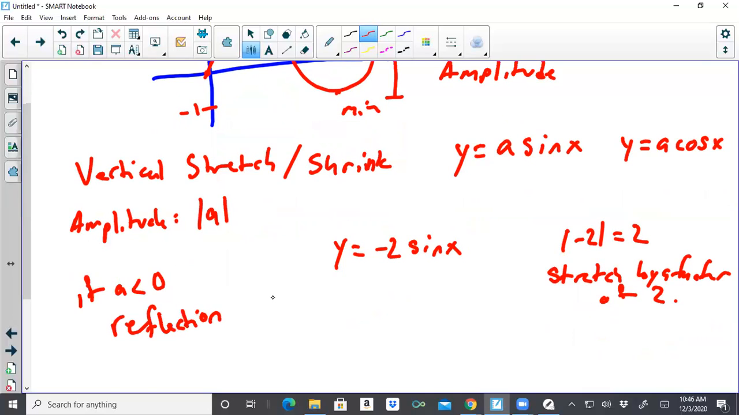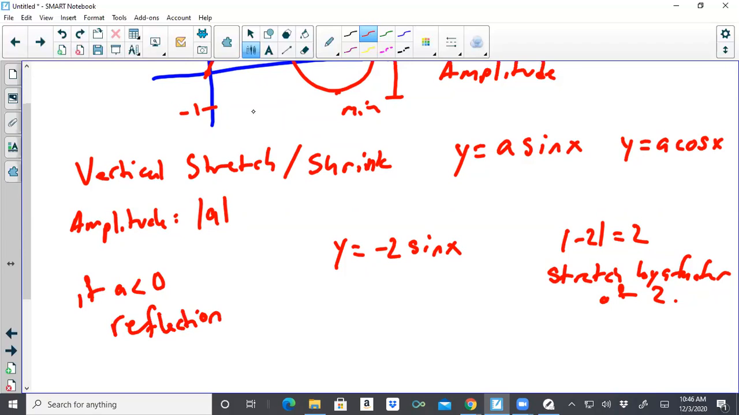So I'm not adding anything new. I'm not adding anything that you don't already know. I'm talking to you about things that you should already remember. A still stretches and shrinks, and if it's negative, it flips it. If A is less than 1 but bigger than 0, it's going to shrink it, and if A is bigger than 1, it's going to stretch it. So that's just going to show you whether it stretches or shrinks based on what you're looking at.